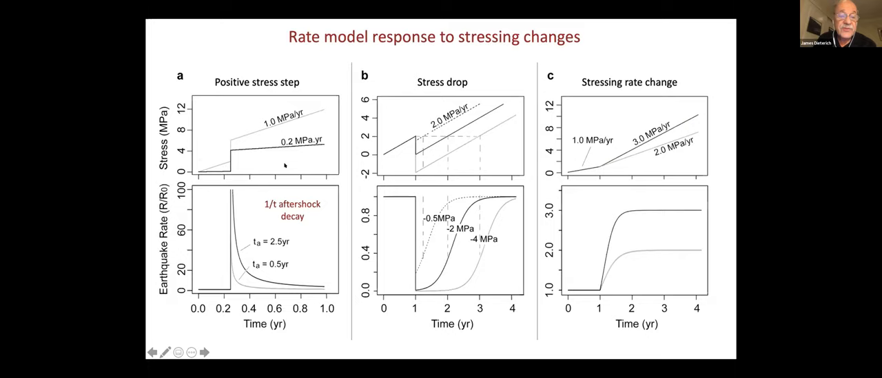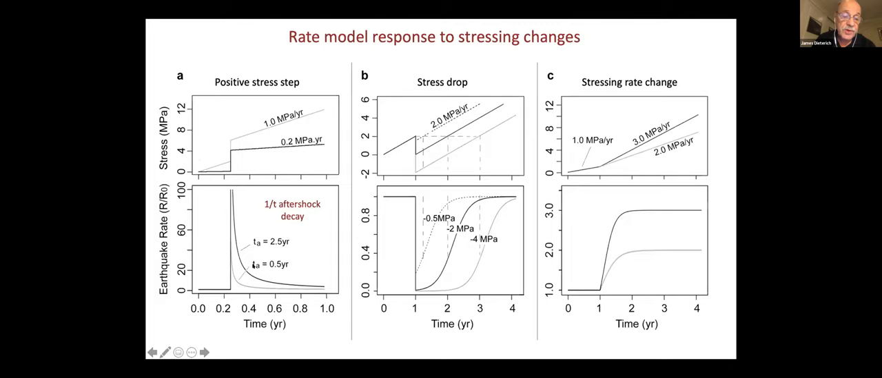Just to give you a little flavor of what the rate model does, I have these panels here. The upper row is stress as a function of time, and the lower row is the resulting earthquake rate as a function of time. If we have a stress step, then we get an exponential jump in seismicity rates, and then a 1/t, Omori-type aftershock decay back to a residual level. And there's a characteristic time that's inversely proportional to the stressing rate for that decay.